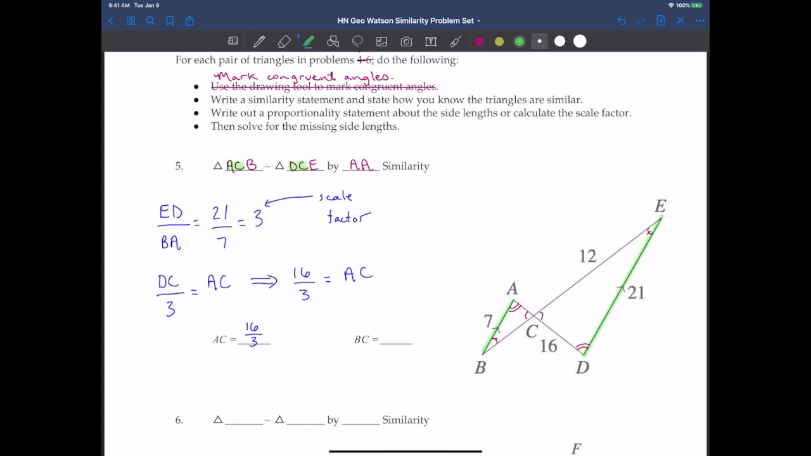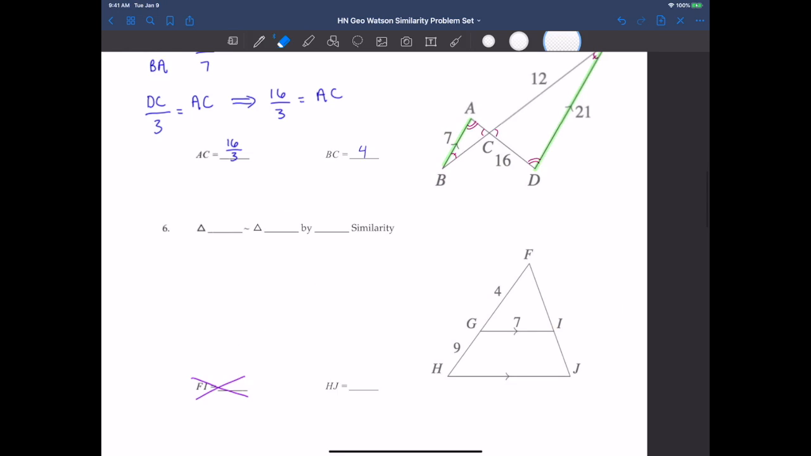Let's do this to find BC. Now I want the length of BC. I know that BC corresponds to EC. BC equals EC divided by 3. So BC equals 12 divided by 3, which is 4.